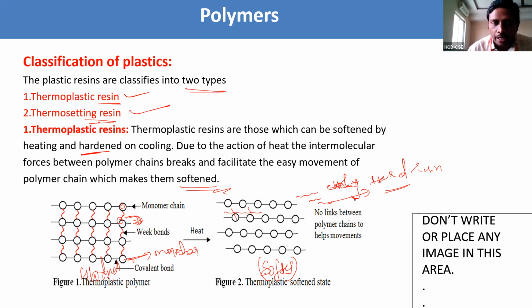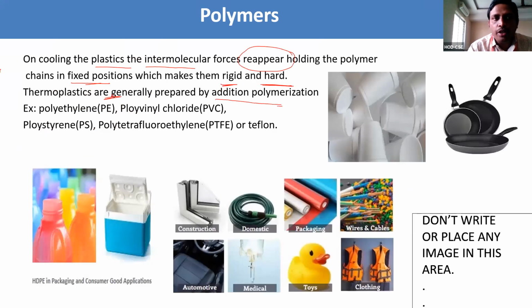The reason behind this is the action of intermolecular forces between the polymer chains. The bonds present between them are broken down, which facilitates easy movement of the chains and makes the resin soften. On cooling, the soft rubber becomes rigid and hard, because the intermolecular forces reappear, holding the polymer chains in a fixed position.